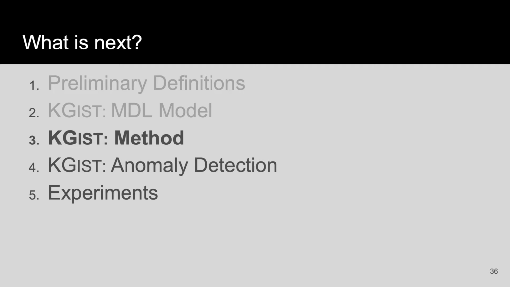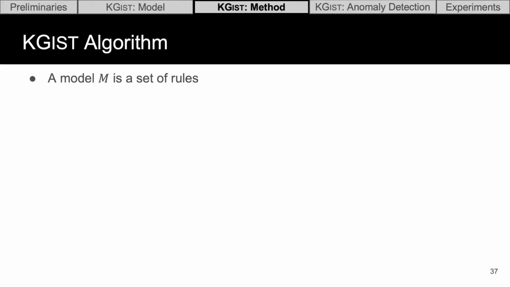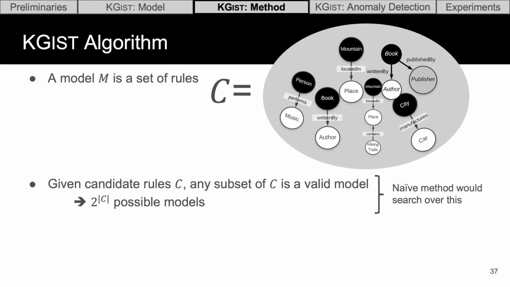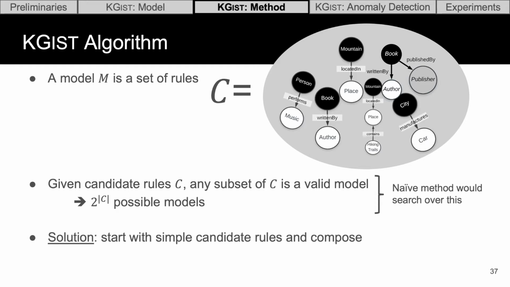With this formulation in hand, the next step is to derive a method for finding such a model. A model is a set of rules, so we can imagine the set of all possible rules, or a set of candidate rules, and any subset of this set of candidate rules is a valid model. But the problem is that there's an exponential number of these. So to avoid enumerating or searching an exponential space of models, we'll instead start with simple candidate rules, simple meaning they assert only one thing, and compose those into more complicated and expressive ones.